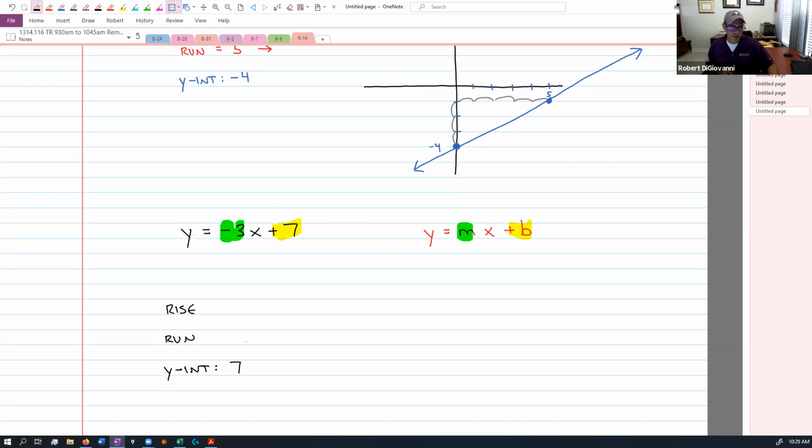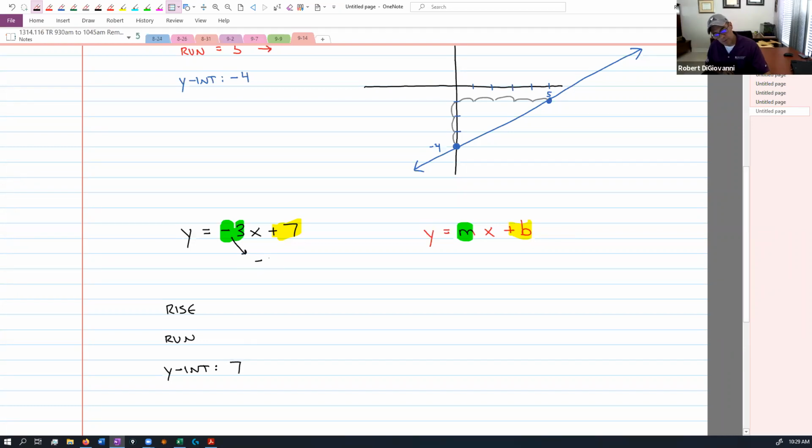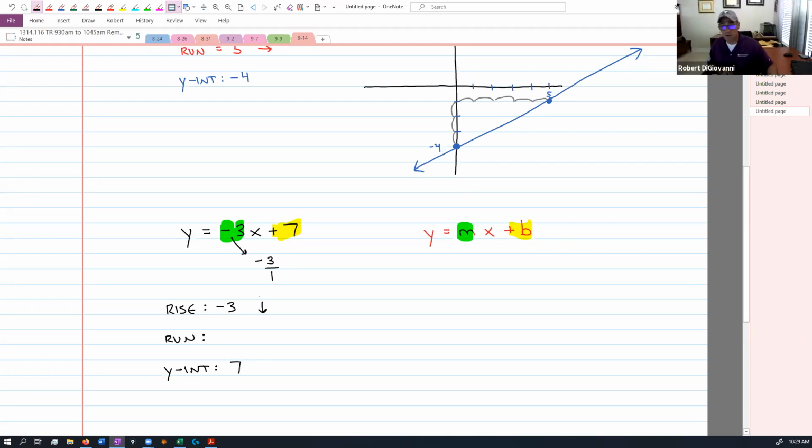Like in this problem, it's not as obvious because it's -3, right? But do you agree that -3 could be rewritten as -3/1? Yes, there's an invisible 1 underneath everything. So if we do that, Joshua, then what would our rise be? The -3. All right, so that means we're actually going to go down, aren't we?